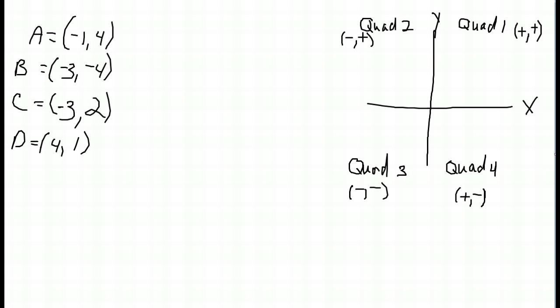Alright, now if we look at point A, the X is negative, the Y is positive. So that tells us we will be in quadrant number 2. So let's see. Alright, now since we have -1, we go left to -1, up 4 units, put a dot, and we call this A. And we identify that it's in quadrant 2.